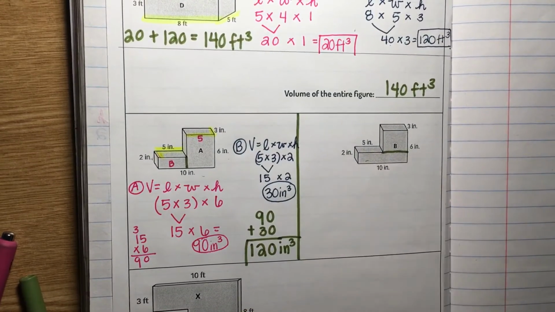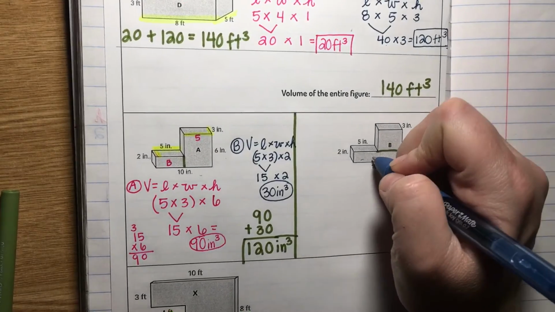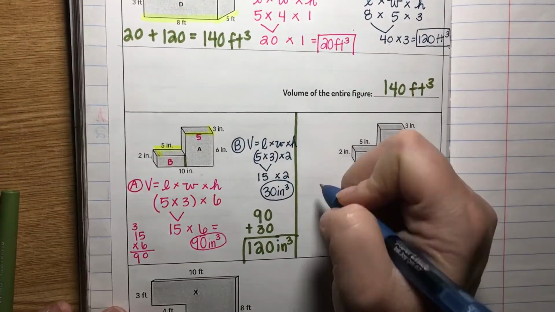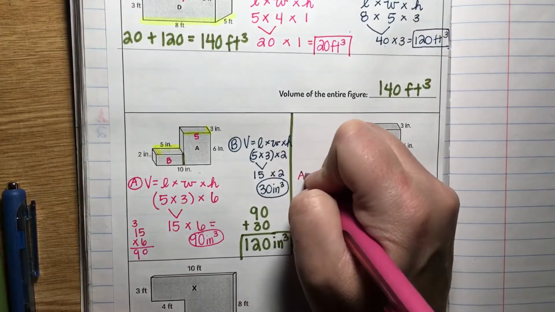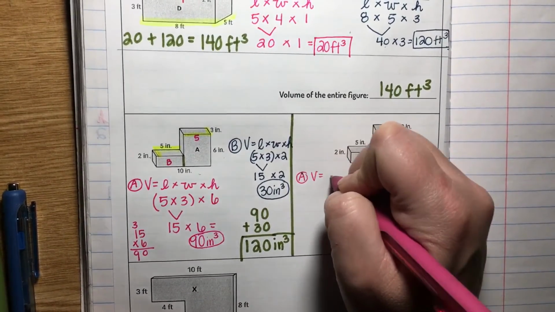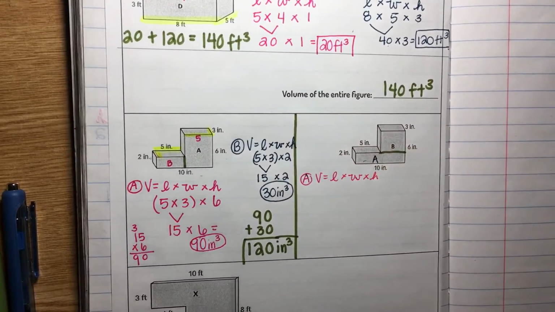All right, look at the one over here to the side. This box on top is B, so the box on the bottom is going to be box A. We're going to go ahead and find A first. So volume equals length times width times height.